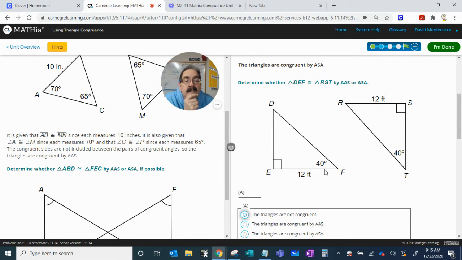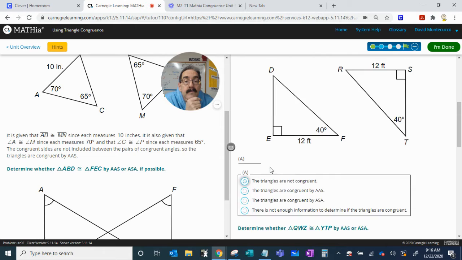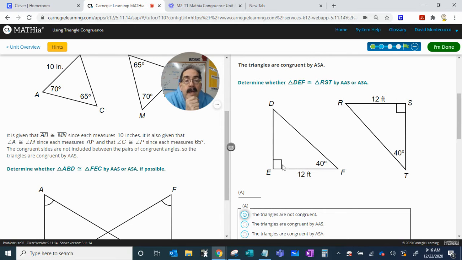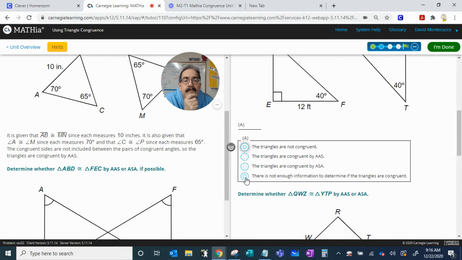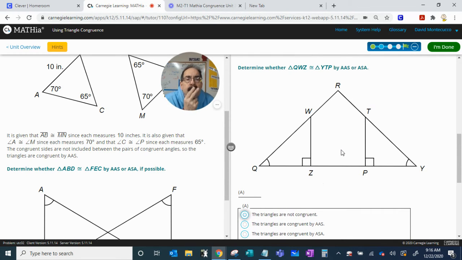Angle, angle, side, side, angle, angle. Whoa, whoa. Angle, side, angle, but this went side, angle, angle. It's not the same. Not the same. Yeah, not congruent. I messed that up. Okay.